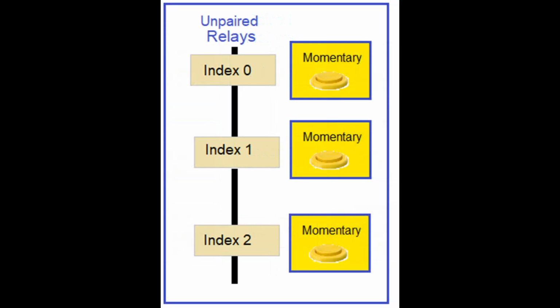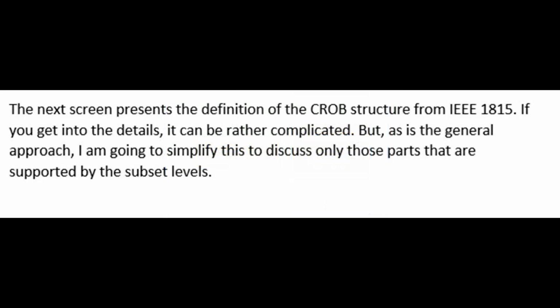The second type of momentary relays are unpaired. In this case, only one physical relay exists per DNP3 object index. DNP3 calls this a momentary relay. The next screen presents the definition of a CROB structure from IEEE 1815. If you get into the details, it can be rather complicated. But, as is the general approach in these lessons, I am going to simplify this to discuss only those parts that are supported by the subset levels.